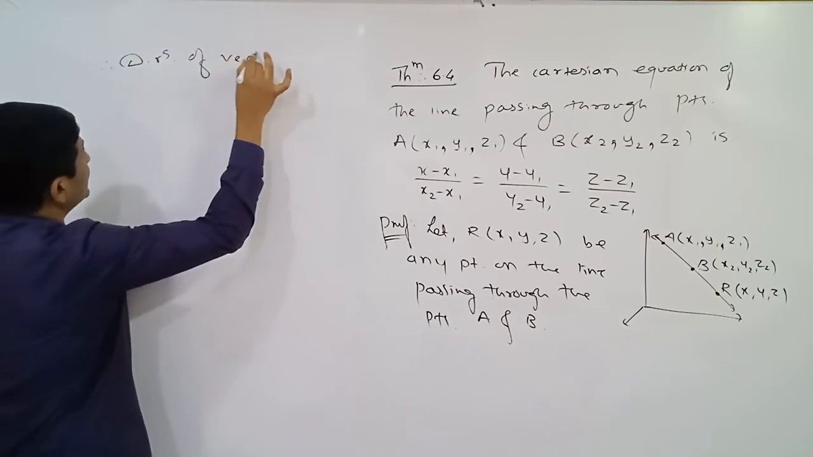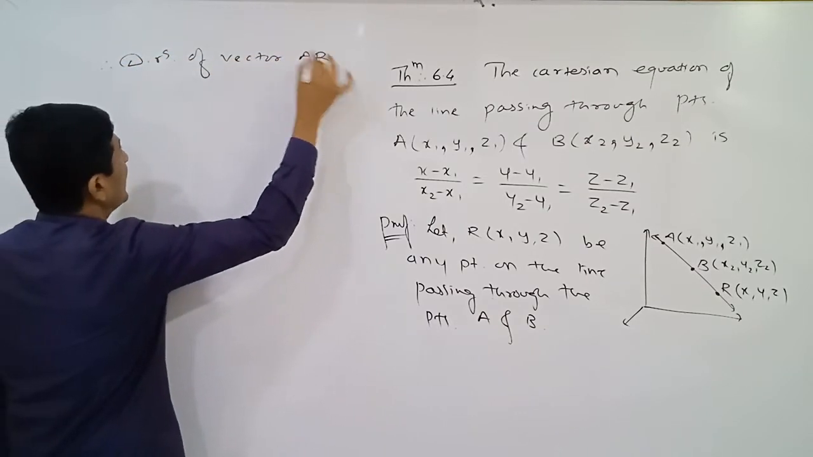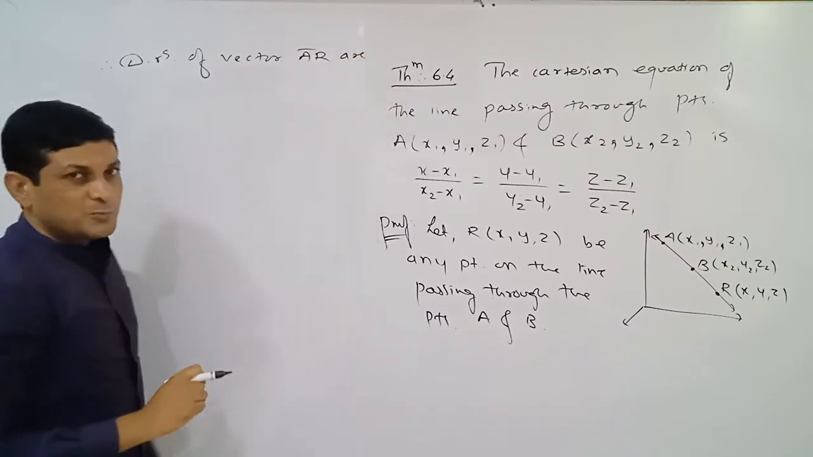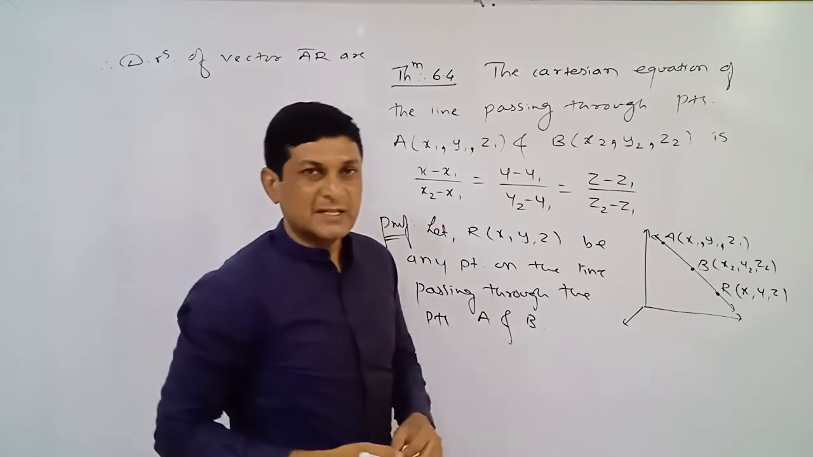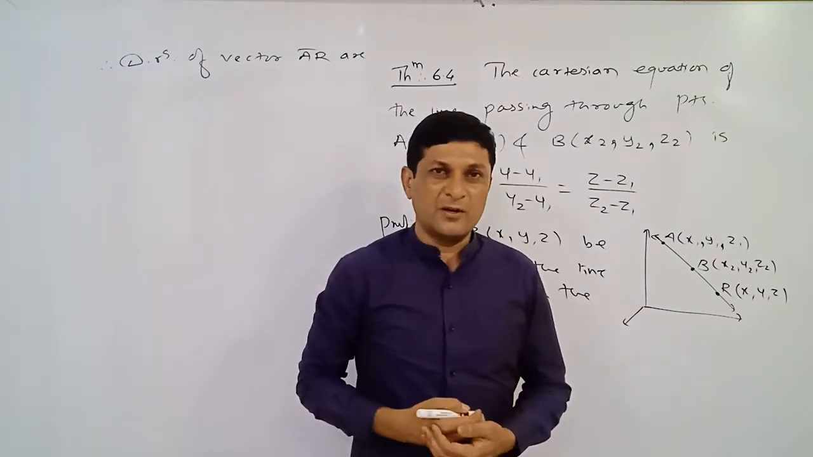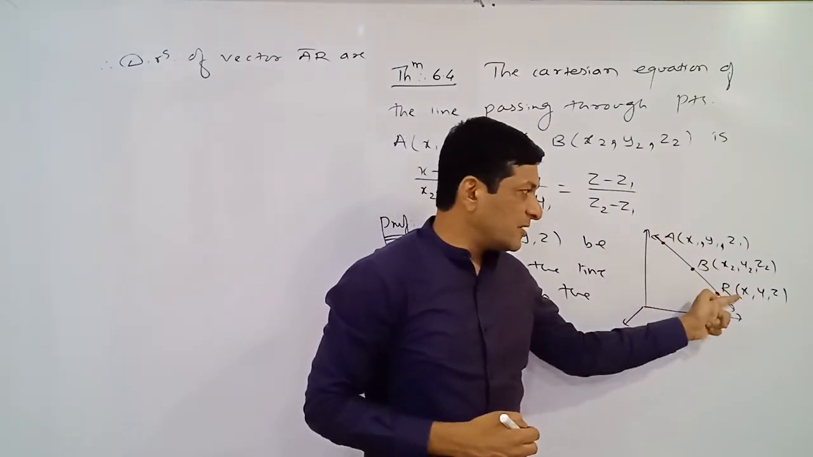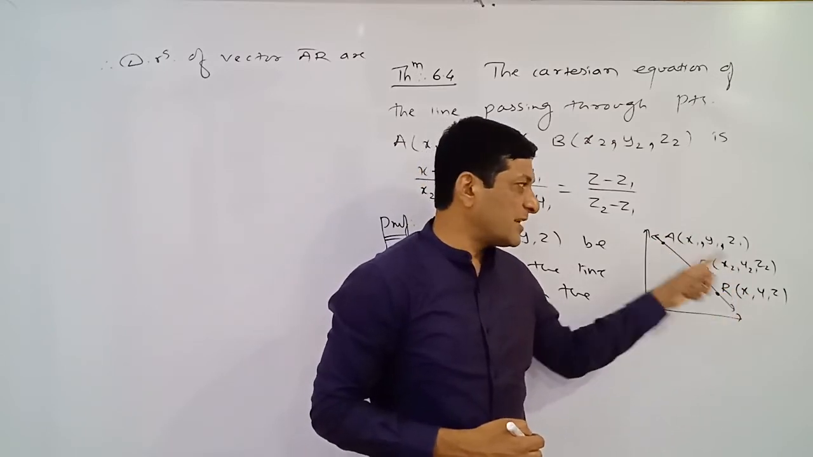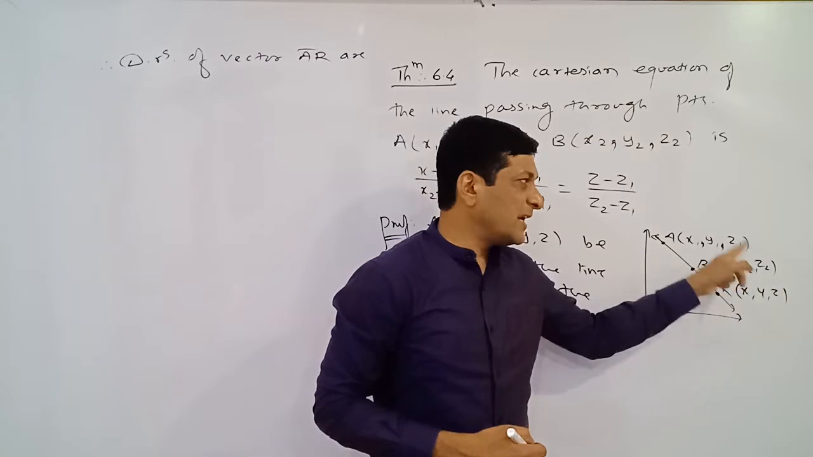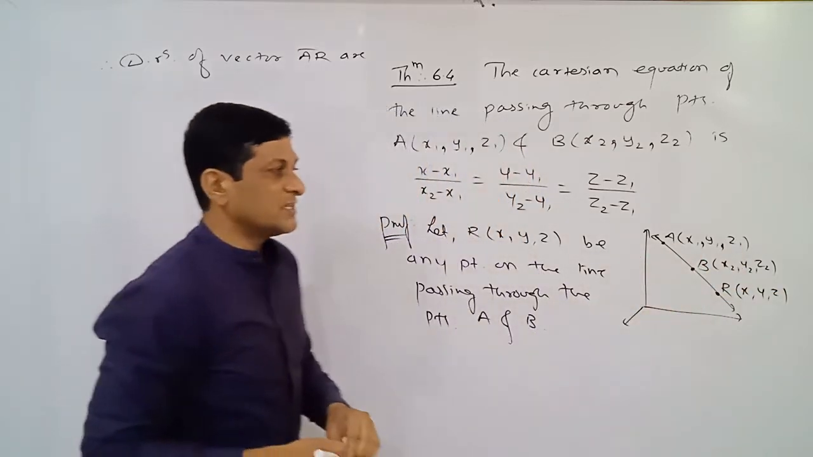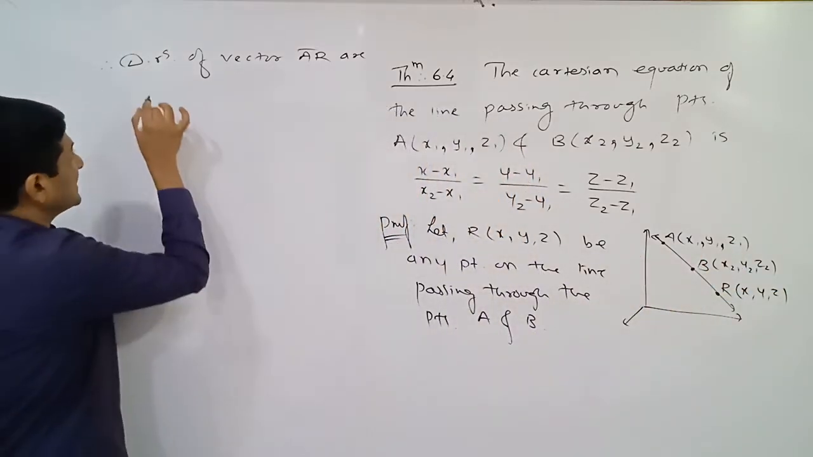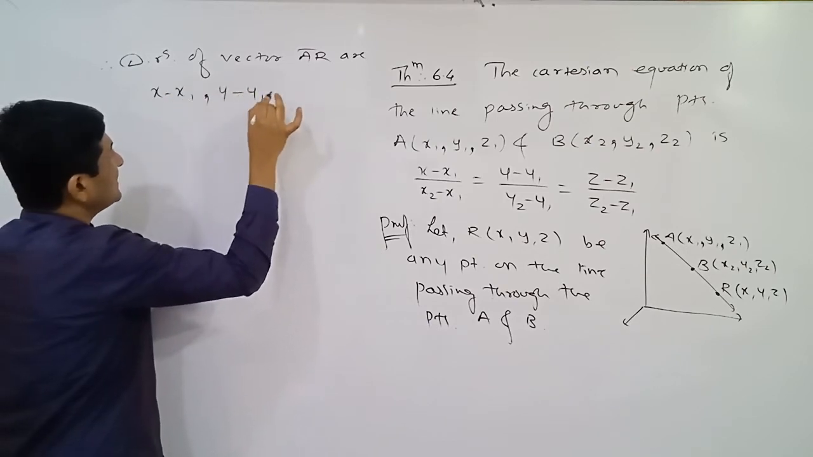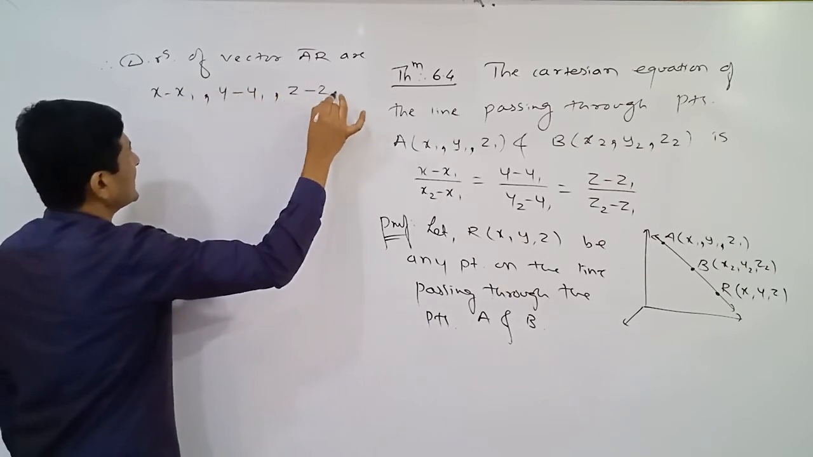So therefore the direction ratios of vector AR bar are, so if coordinates of two points on the line are given to us, at that time already we have seen how to find the direction ratio. Here coordinates of two points are known to us, then the direction ratios can be found as x2 minus x1, y2 minus y1 and z2 minus z1. So what result will we get here? x minus x1, y minus y1 and z minus z1.